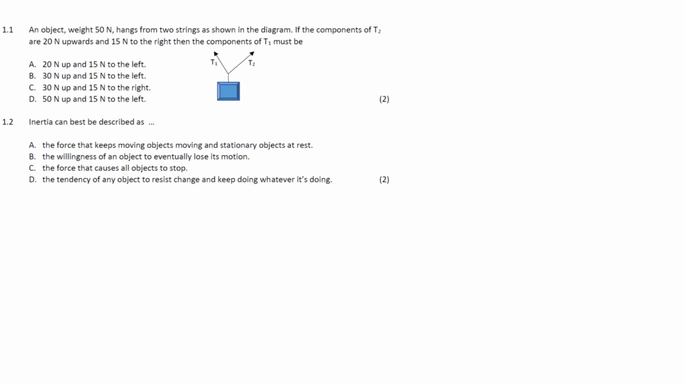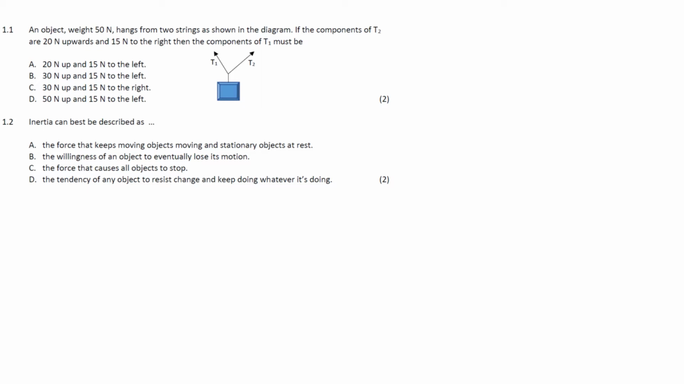The first question has an object with a weight of 50 newtons that is hanging from two strings as shown in the diagram. If the components of the tension T2 is 20 newtons upwards and 15 newtons to the right, then the components of T1 must be.